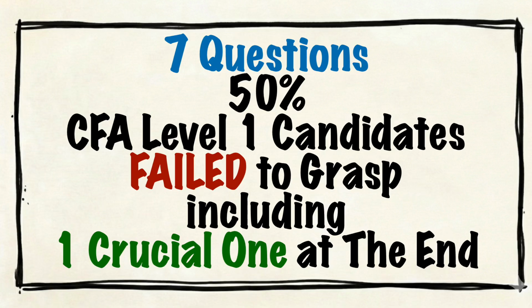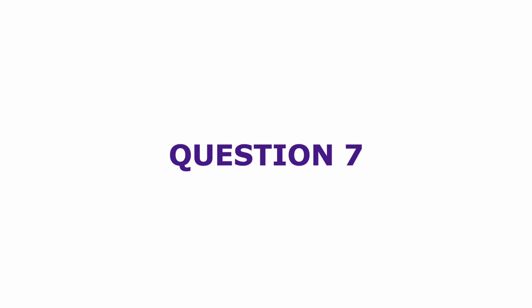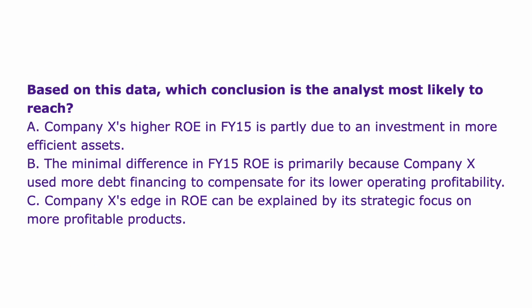7 questions 50% of CFA Level 1 candidates failed to grasp, including one crucial one at the end. DuPont analysis, the decomposition of ROE. Question 7. Based on this data, which conclusion is the analyst most likely to reach?